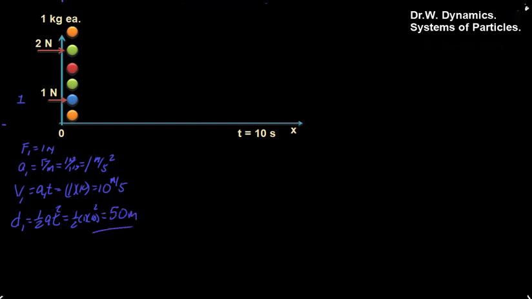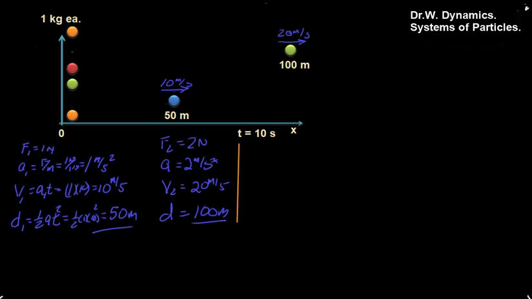And we can do all the same for particle 2. So it's 2 newtons. The acceleration will be 2 meters per second squared. Its velocity will be 20 meters per second. And its distance will be 100 meters at that point, where our system would now look like this.